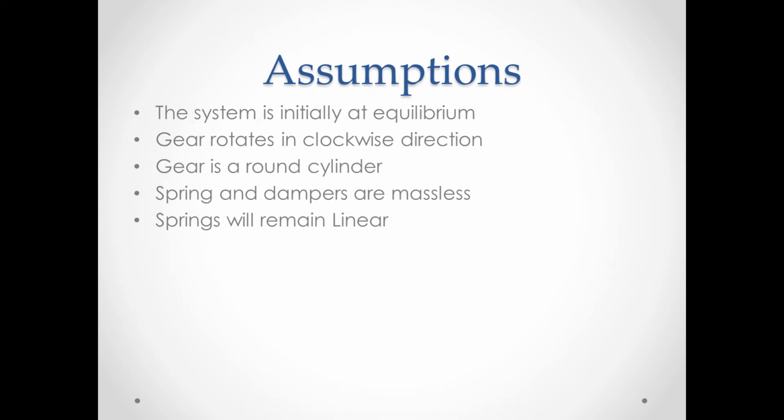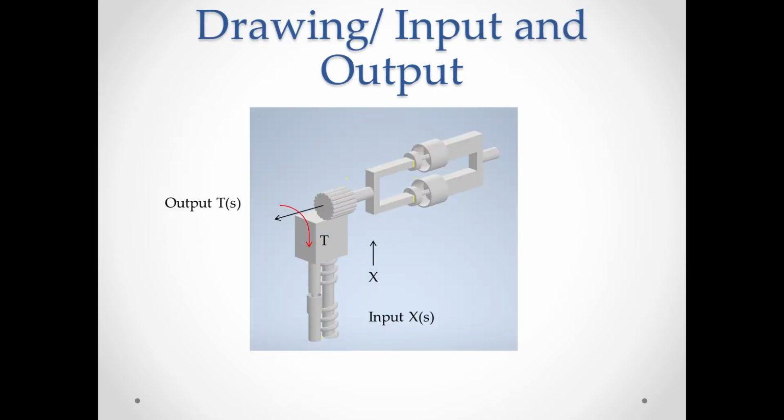In the assumptions, we're assuming the system is initially at equilibrium. The gear rotates in a clockwise direction. The gear is a round cylinder. The spring and damper are massless, and the spring will remain linear. With those assumptions, we can now look at the drawing and see my input and output decisions.